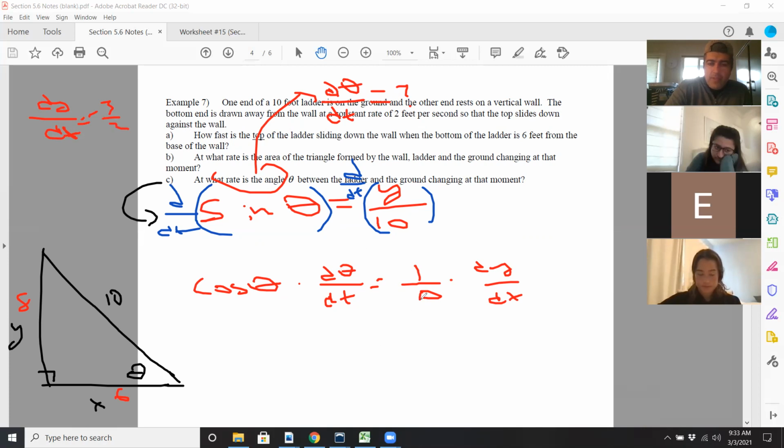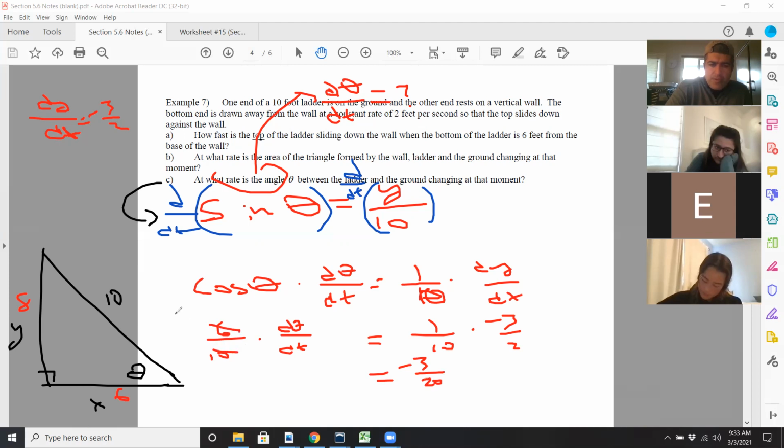So yeah, let's do this. And that's 1/10. Sorry, messy handwriting. The cosine theta is 6/10. So 6/10 times d theta dt equals 1/10 times dy over dt, which is -3/2. Boom, there we go. So that's -3/20, and that's 3/5, of course. So you got to multiply both sides by 5/3. You move it around. So it's -1/4. Now, anyone have an idea what the units would be for this? Because it's an angle.